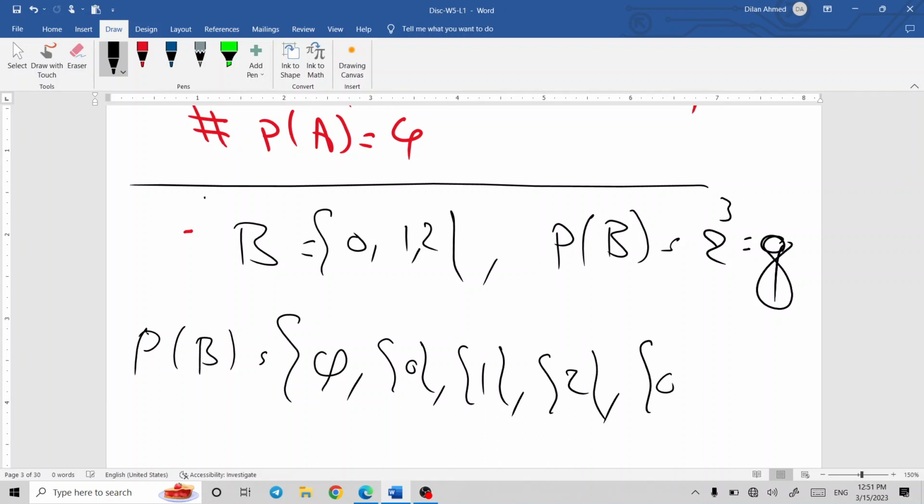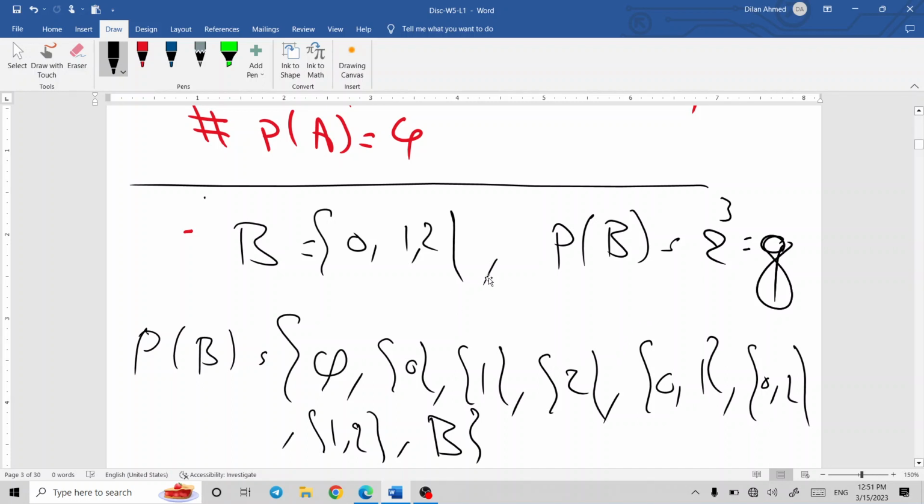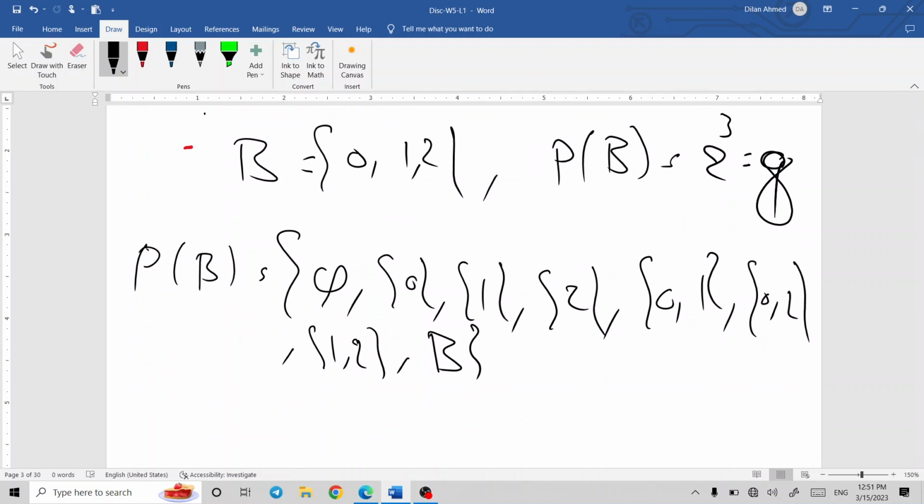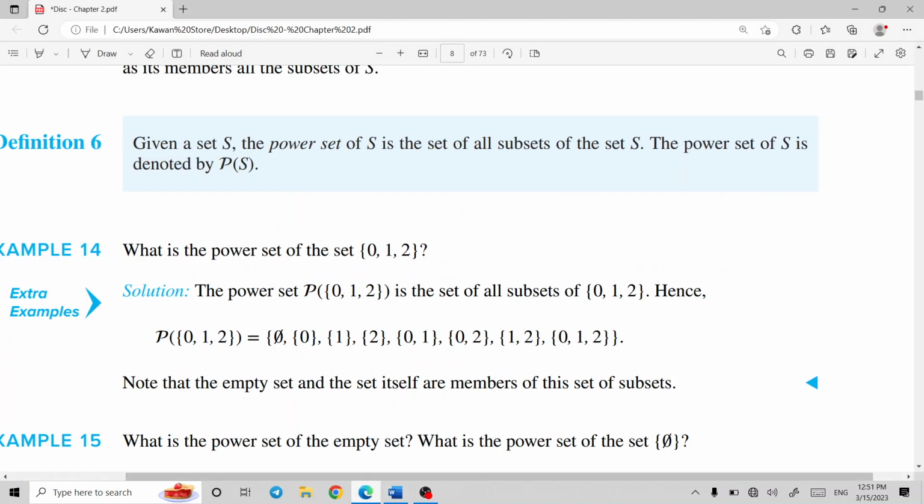0 and 1, you are right. Together, 0 and 1, 0 and 2, 1 and 2, what else? 0, 1, 2 together, or B itself. Am I right? So how many elements? 3, 6, 8. You got it, dears? Good for you.